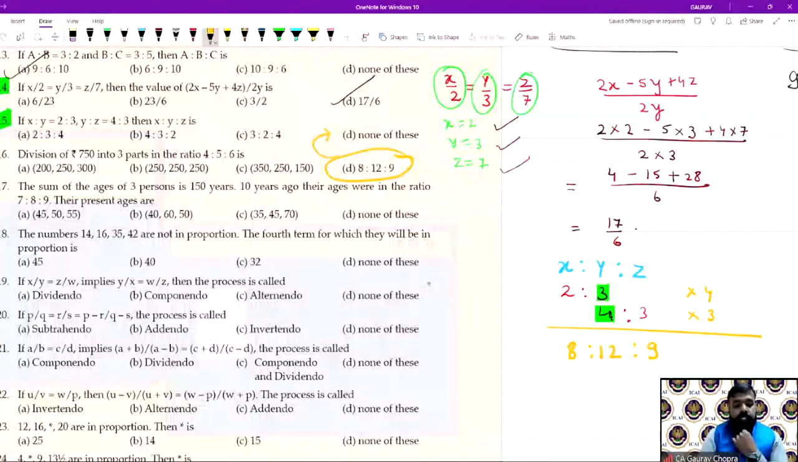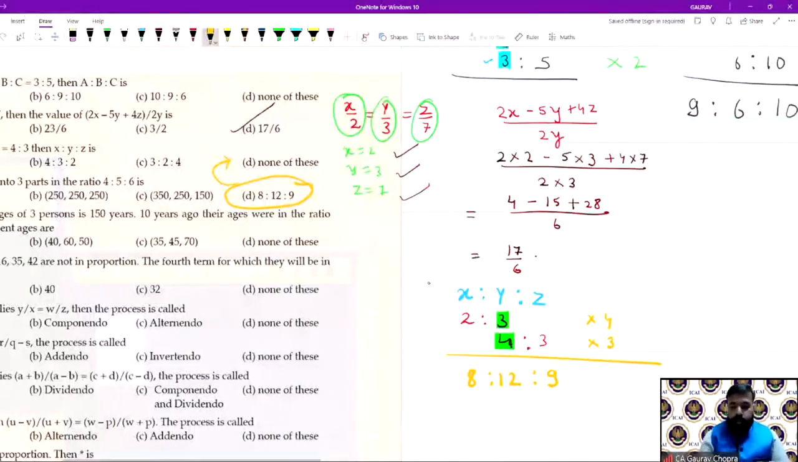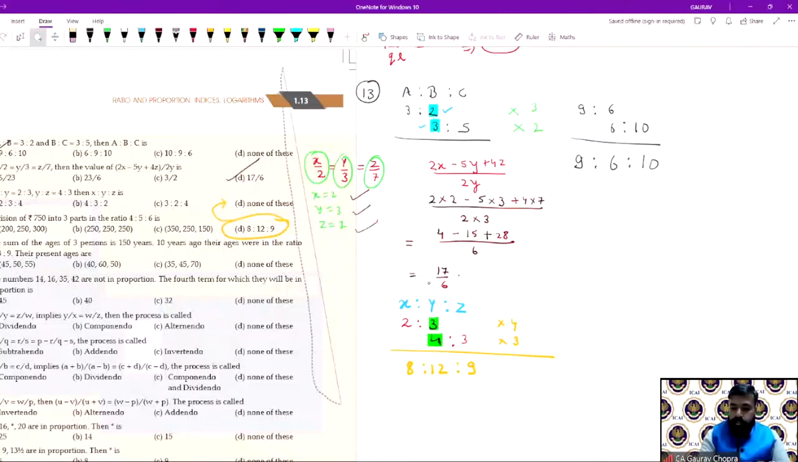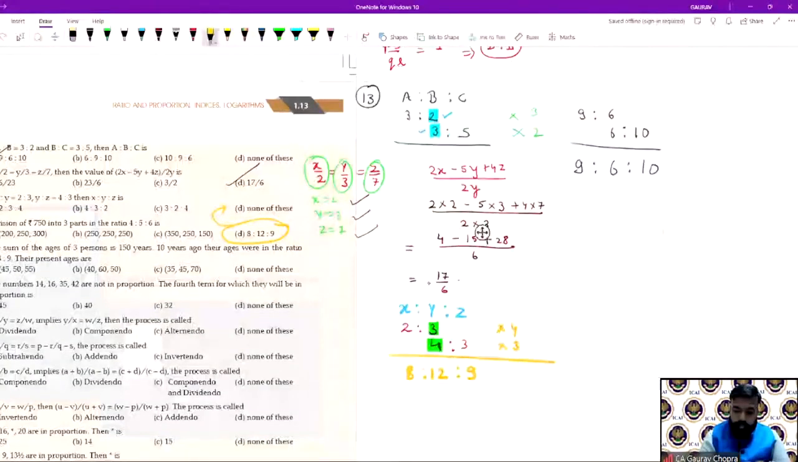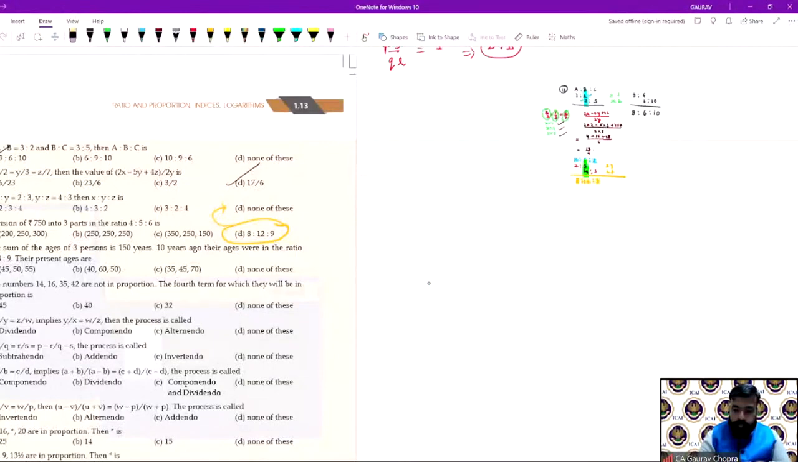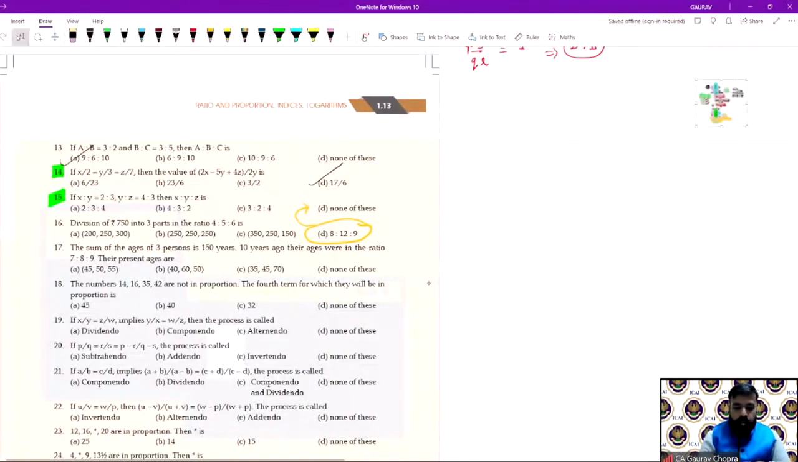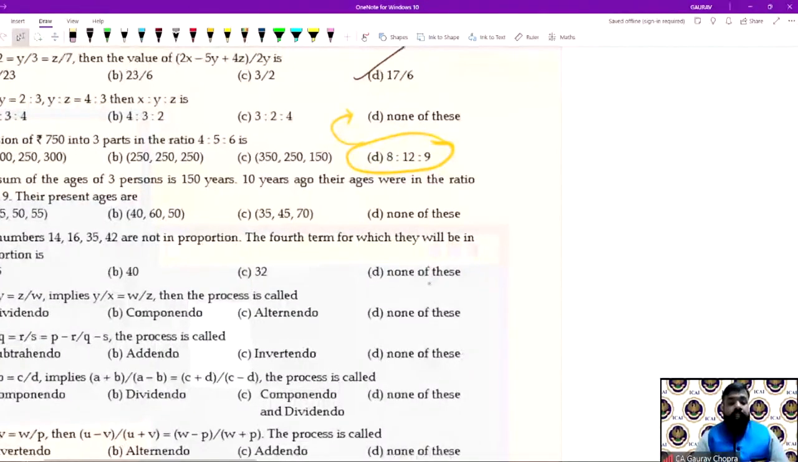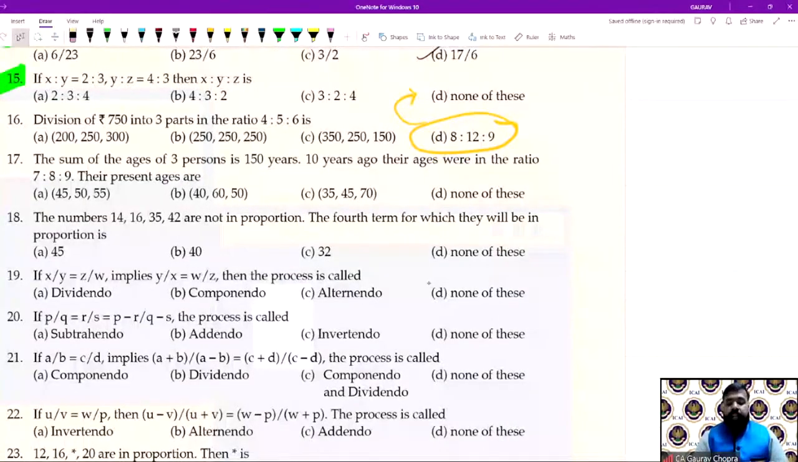Next one is 16th. Now, 16th is very, very easy. You can try this. So let us make some space here to solve. Yes, 16, you have to simply divide 750 into three parts in the ratio of 4, 5, and 6. So 750 to be divided into three parts, ratio 4, ratio 5, ratio 6.